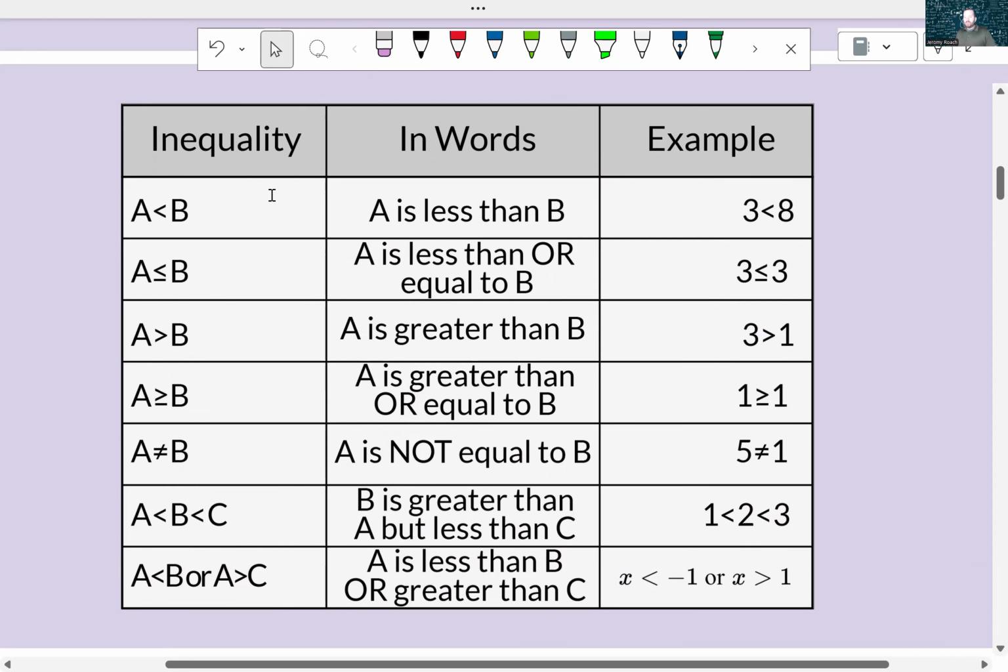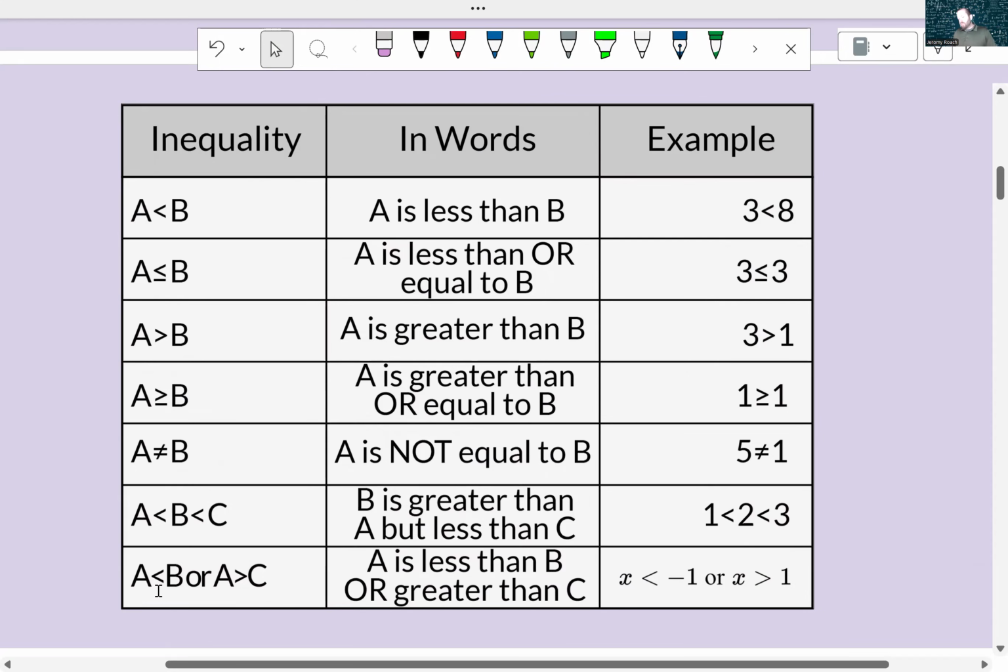And you can also read inequalities. We normally read from left to right. You can also read inequalities from right to left. So if we look at this top one again, it says A is less than B. We can also say B is greater than A. So if we go to this example, 3 is less than 8. 8 is greater than 3. So we can read them forward or backwards.